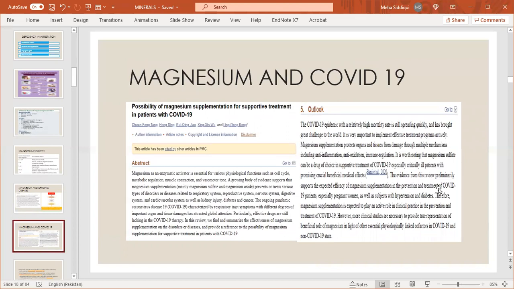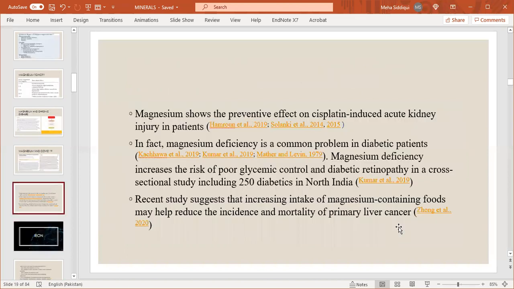Then there were papers published about the role of magnesium in COVID-19. According to them, it supports the expected efficacy of magnesium supplementation in the prevention and treatment of COVID-19 patients, especially pregnant women as well as subjects with hypertension and diabetes. Therefore, magnesium supplementation is expected to play an active role in clinical practice in the prevention and treatment of COVID-19. Other papers reported that magnesium shows a preventive effect on cisplatin-induced acute kidney injury in patients.